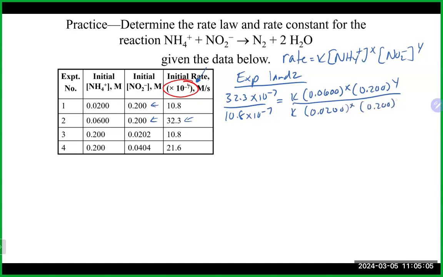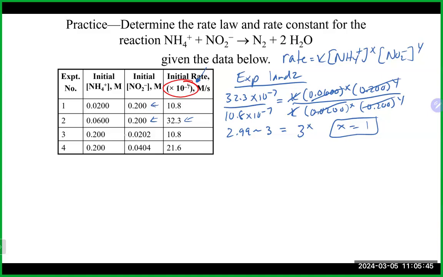So doing that there, going to get us 32.3 times 10 to the minus 7 divided by 10.8 times 10 to the minus 7. Going to give us really 2.99. That's pretty close to 3. So I'm just going to round it in this case. Those are going to cancel. This here is going to give me 3 to the X, and those will completely cancel, which means in this case, my order with respect to the NH4 plus should be 1. Again, if you did a natural log of both sides with a 2.99, you'll get pretty close to, again, 1 on the round when you do it.